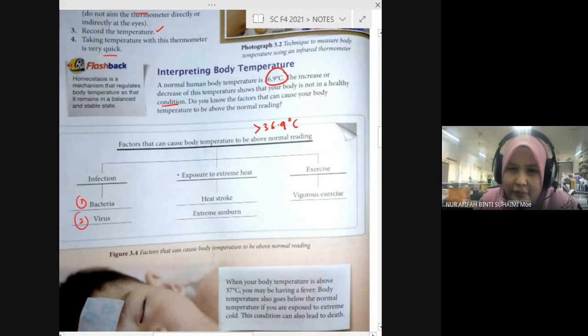Second factor, maybe your body is exposed to extreme heat, for example heat stroke or extreme sunburn. Next, maybe your body is after vigorous activity or vigorous exercise. So three factors cause your body temperature to be more than 36.9 degrees: exposure to bacterial infection, extreme heat, or vigorous exercise.